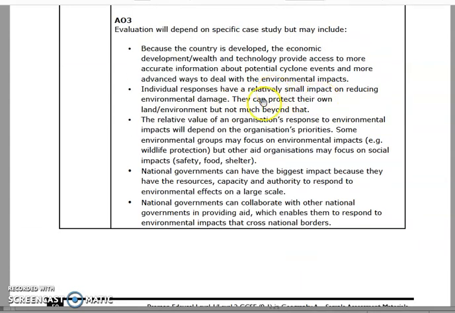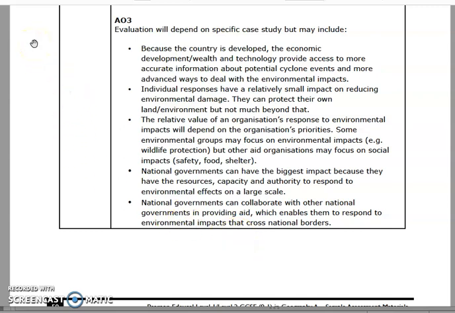So here we can say they can have a relatively small impact. Okay, they can protect their own land, but not much beyond that. Yeah, we can see the differences here. So it's worth having a read through to seeing how the information is laid out there.